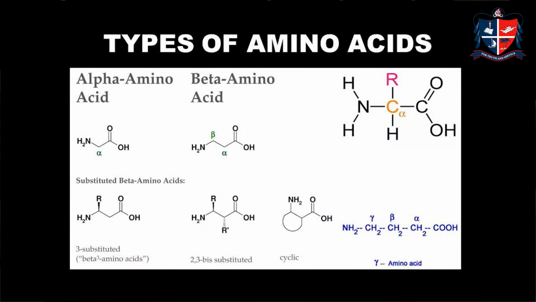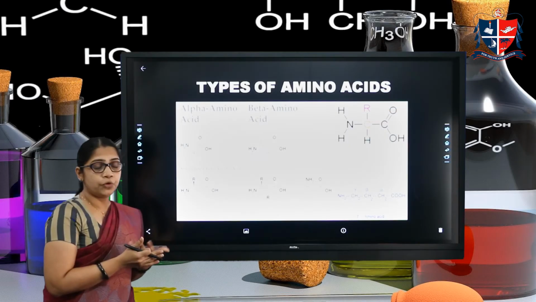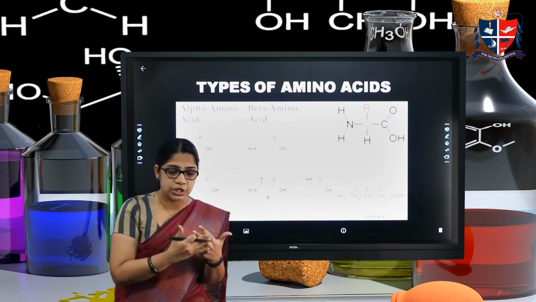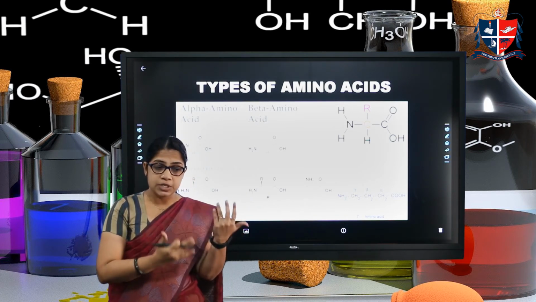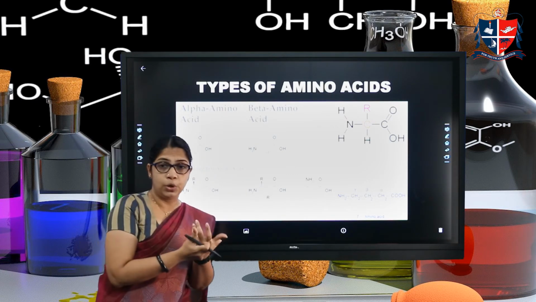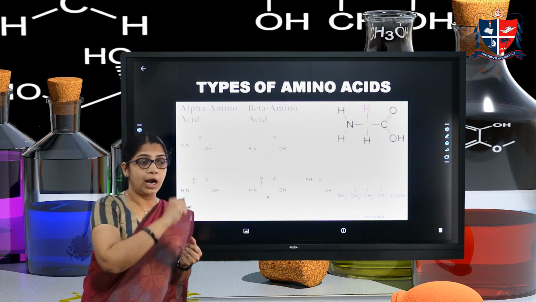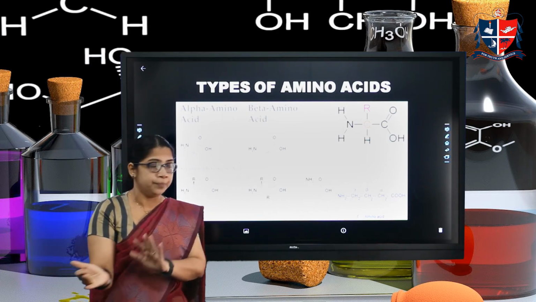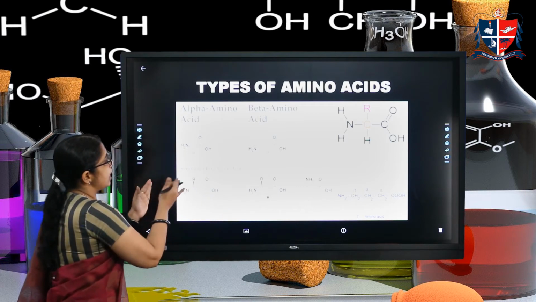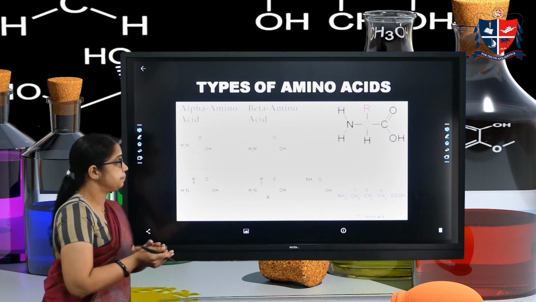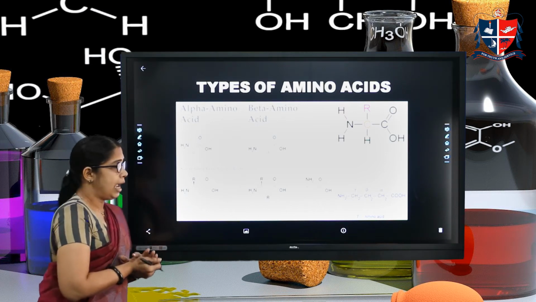Next, the different types of amino acids. There are different classifications based on different aspects. One is based on the position of the amino group, whether it is on the alpha carbon, the beta carbon, the gamma, delta carbon, etc. Based on that, they are classified as alpha, beta, gamma amino acids, etc.